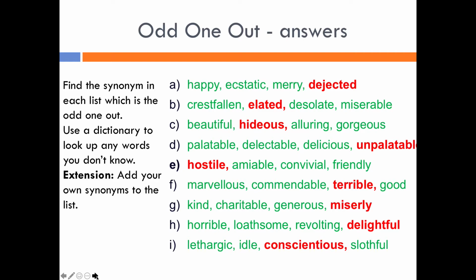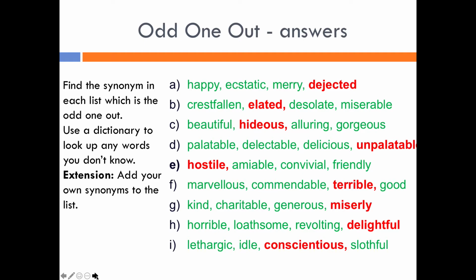Okay, so F. Hopefully this one's a little bit more straightforward than some of the others. You've got three words in green: marvellous, commendable, good. They obviously have the same meaning, so you could have great, amazing, and obviously terrible is the opposite. Quite straightforward, that one. G, three words: kind, charitable, generous. And the odd one out in red is miserly.